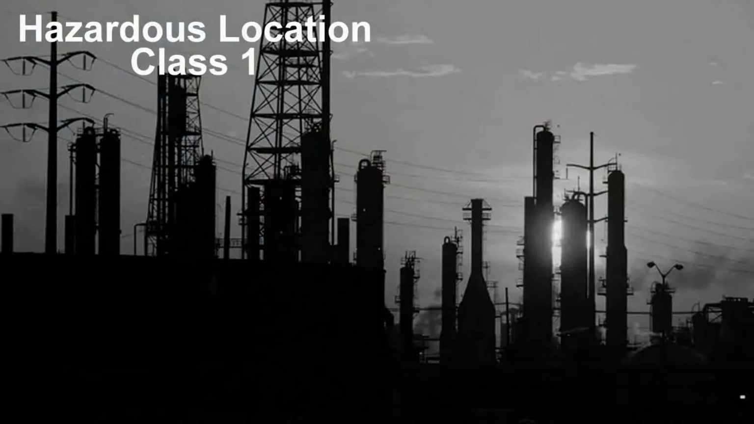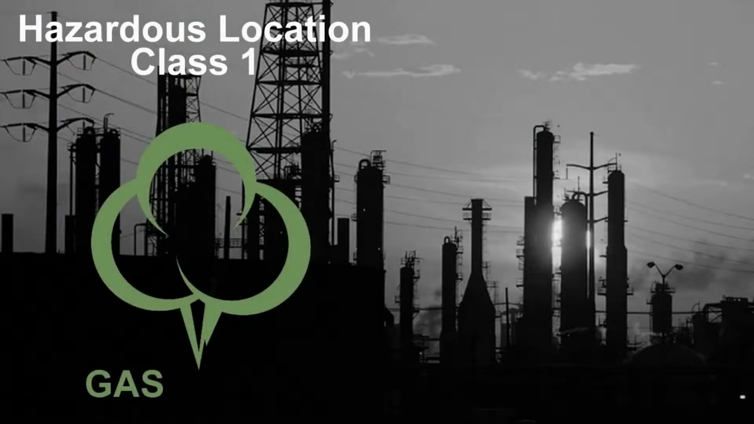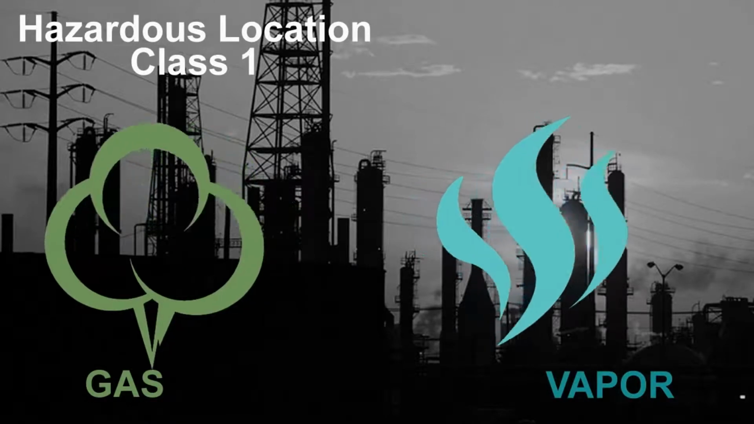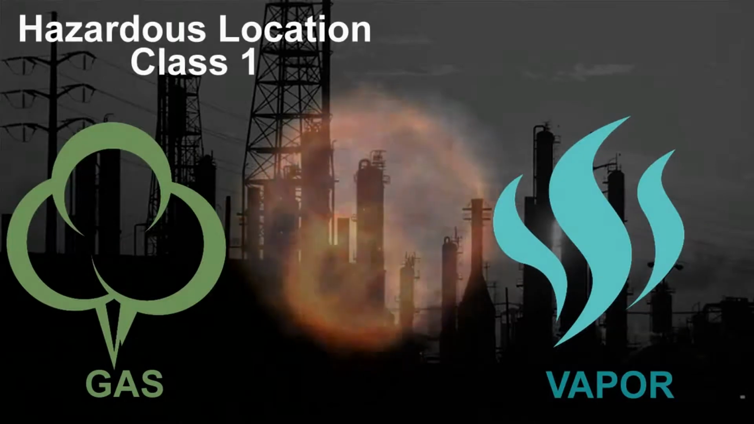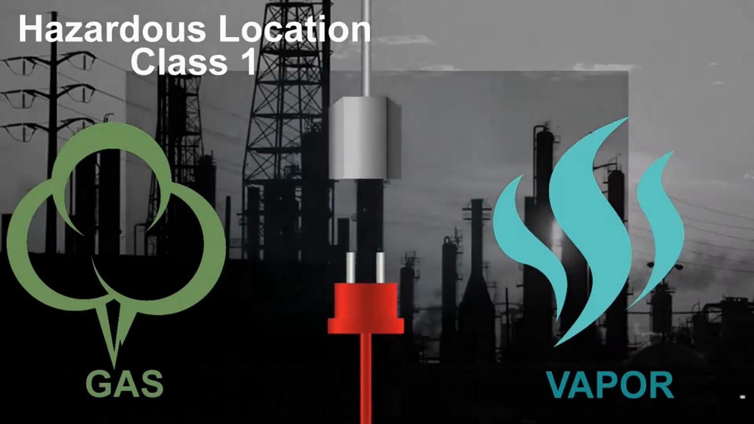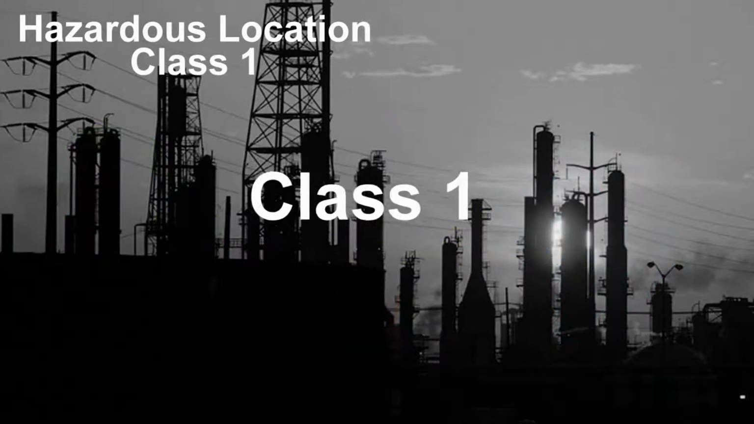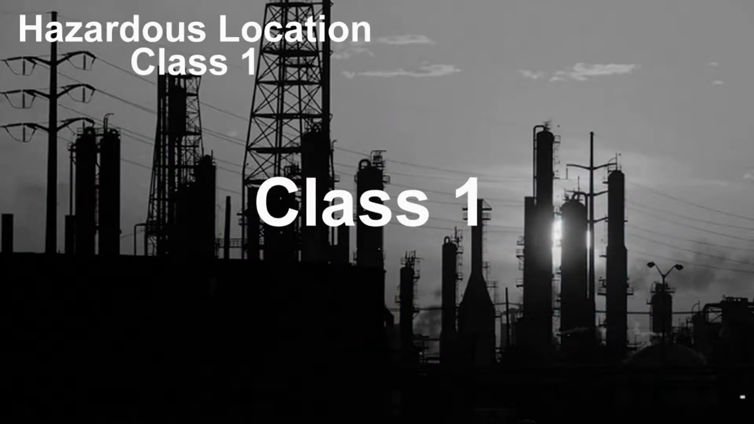The first type of hazard is created by the presence of flammable gases or vapors in the air, such as natural gas or gasoline vapor. When these materials are found in the atmosphere, a potential for explosion exists, which could be ignited if an electrical or other source of ignition is present. The code writers have referred to this type of hazard as Class 1.